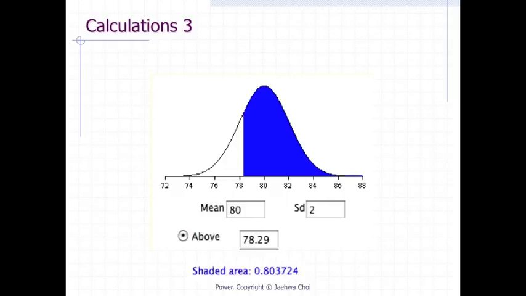Now we want to find the probability of a mean above 78.29 if the population mean is not 75 as in the null hypothesis, but 80, which is the true mean for the new method. Here we see the results obtained from the normal distribution calculator. For a population with a mean of 80 and a standard deviation of 2, the probability of obtaining the value of 78.29 or higher is 0.80. This means that the power is 0.80 since the null hypothesis will be correctly rejected whenever the sample mean is above 78.29.